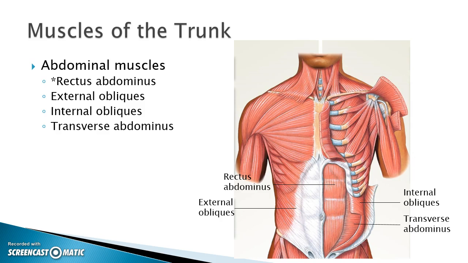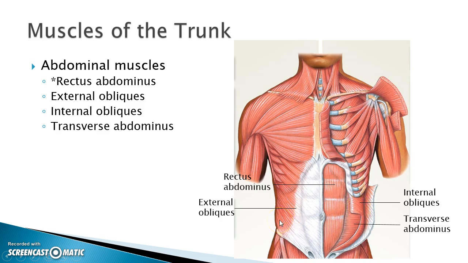Rectus means straight, and so as you can see, the straight muscle here is the rectus abdominis. And you see there are little fibers here. When this is well toned, this is what gives a person their six-pack. To the side we see the external obliques, and then over on this side we see the internal obliques.